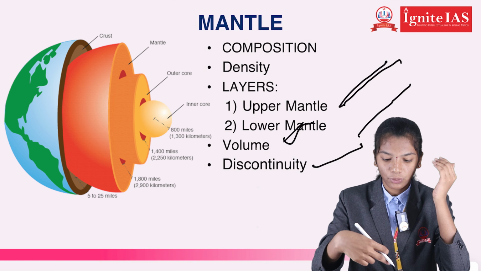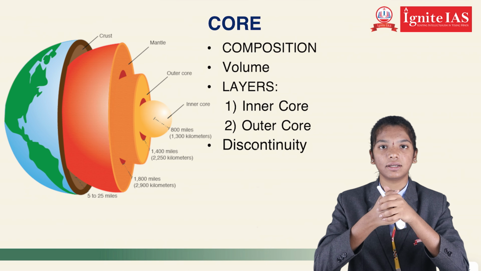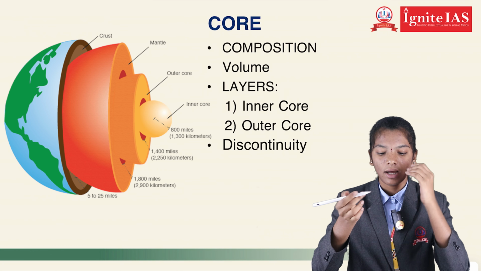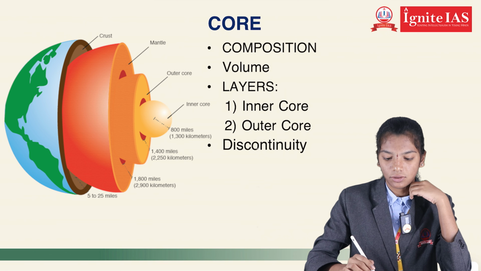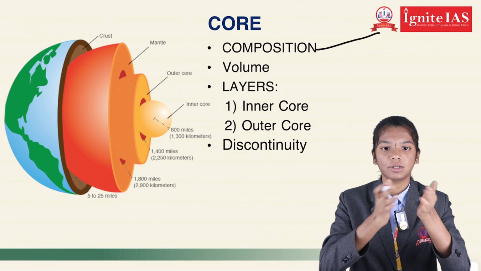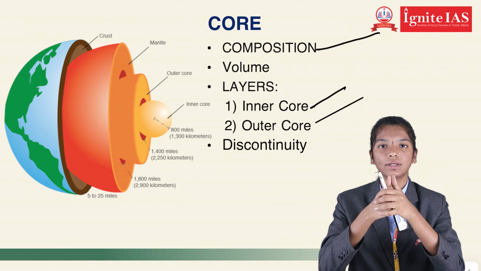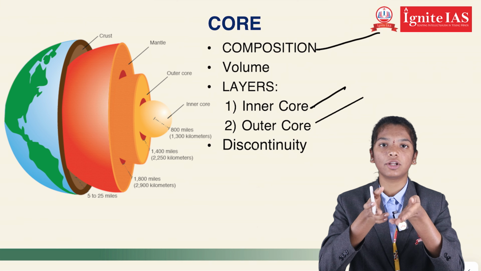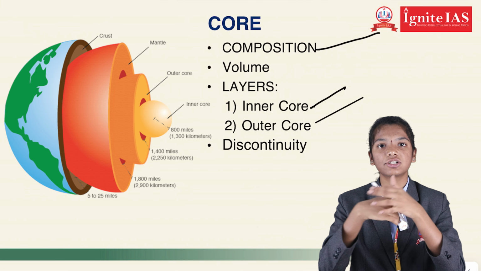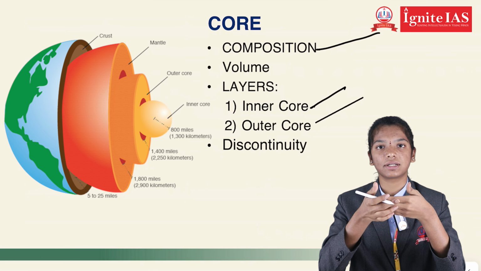Next we will be knowing about core. Core is the innermost layer of the Earth's interior and is about 2,414 kilometers in depth. And core is composed of iron and nickel. The volume of the core is 16% and core is divided into outer core and inner core. Outer core is in plasma or liquid state due to enormous temperature and pressure, whereas inner core is solid in nature as pressure exceeds temperature.